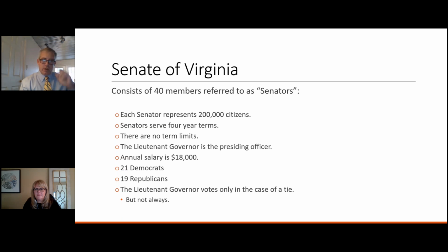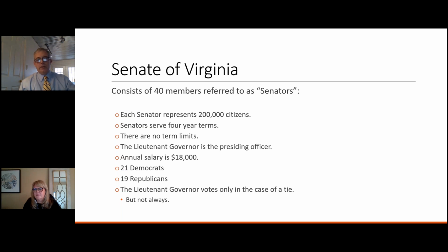Senate of Virginia, which is our upper chamber, consists of 40 members referred to as senators. You'll see there are many fewer senators than there are delegates. And that's because we're based on geographics. Our legislative districts are based on geography and not necessarily population. Each senator you'll see represents many more citizens than the members of the House of Delegates do, 200,000. And senators have the luxury of serving 4-year terms. So they are in effect not running for re-election every other year. There are no term limits.